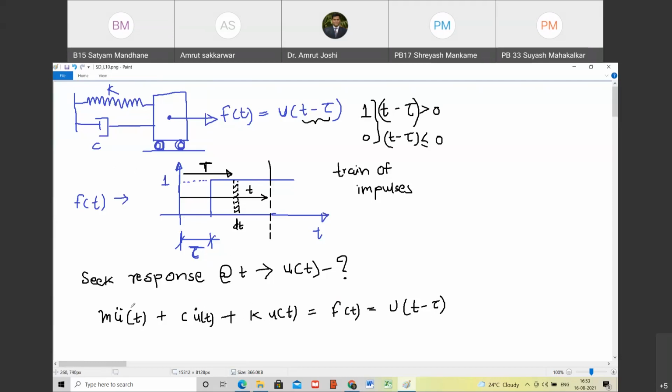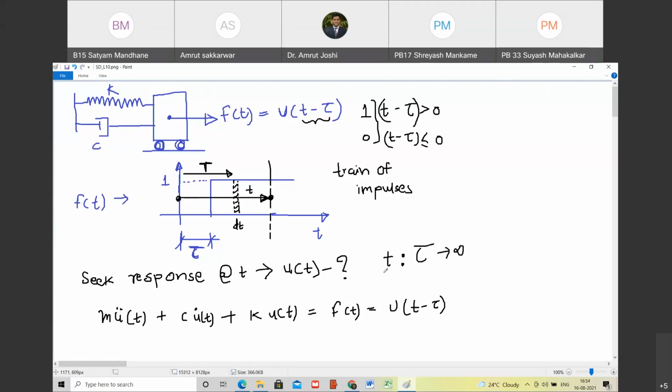Now we are going to solve the same problem. We are seeking the response of this single degree of freedom system at an arbitrarily chosen time t. Here I have shown this small t: from here till here, the duration of time is t. t is arbitrarily chosen and can be varied from 0 to infinity. So we seek the response of this system from t equal to tau to t equal to infinity.